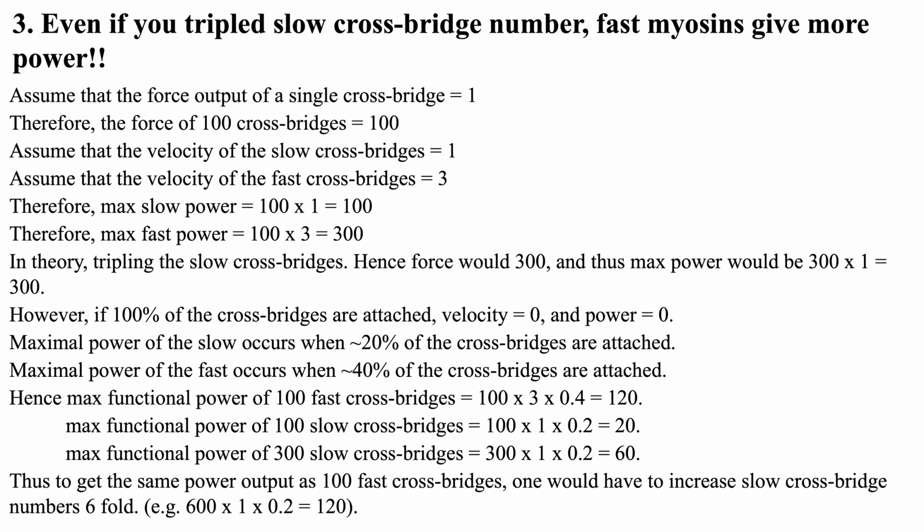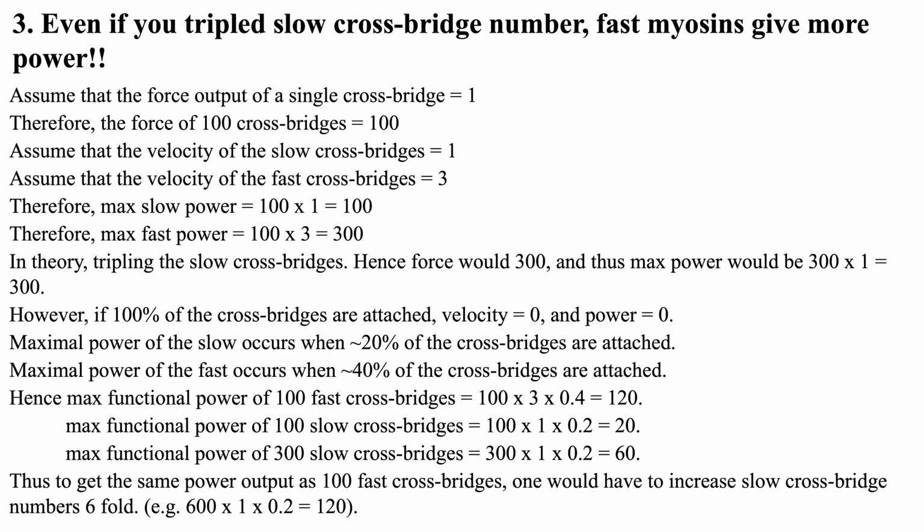Maximal power of the slow myosins occurs when 20% of cross bridges are attached. We just heard that. And max power of the fast myosins occurs when 40% of cross bridges are attached. Hence, max functional power of 100 fast cross bridges would be 100 times 3, because that's 100 cross bridges, 100 force, multiplied by 3, because that's the velocity, so 3 times as fast, multiplied by 0.4. That's the optimal power range.